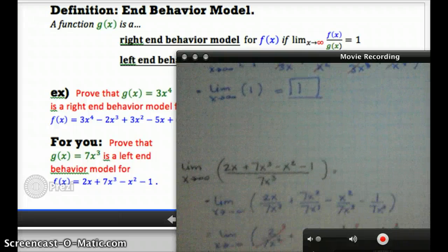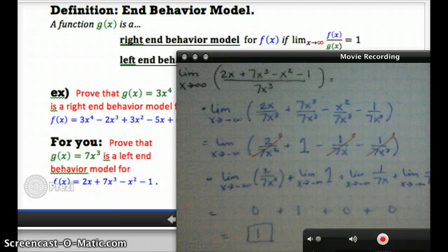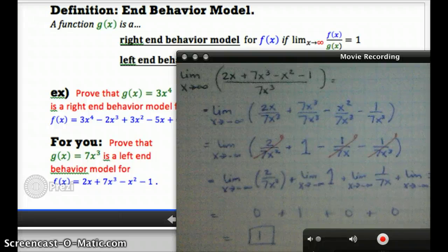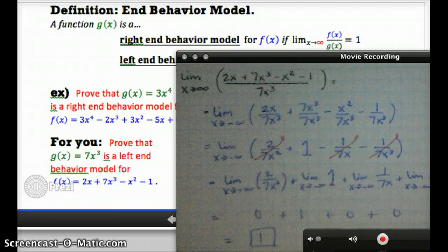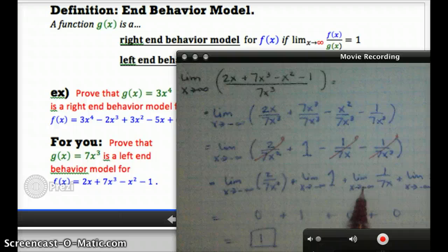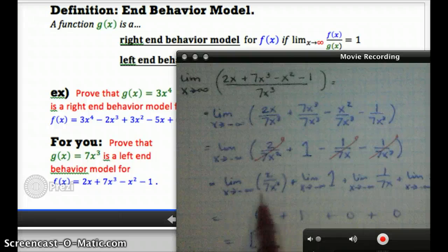Great, so hopefully that wasn't too hard. Here's what my work looks like, and notice that I did take the time to actually write out the intermediate step at the end. Remember that you can only split these limits if each of these limits is defined and is a specific number, isn't going to infinity and isn't undefined. But that works out fine for polynomials. So sure enough, the limit of the quotient equals 1, which means that g of x is an end behavior model.